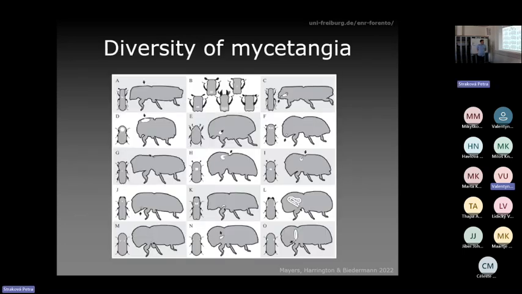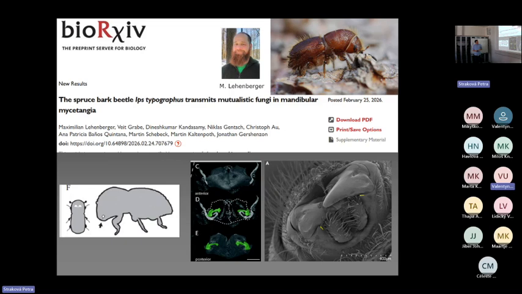Yeah, and what is really cool is that these mycangia have so many different forms and have evolved so many times independently in this group of bark beetles. You see, these are always the white structures. So as I will later explain, they evolved multiple times independently. And they're really super specific. Typically, one species of beetle has one species of fungus.